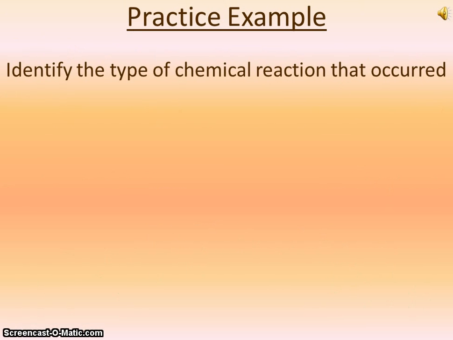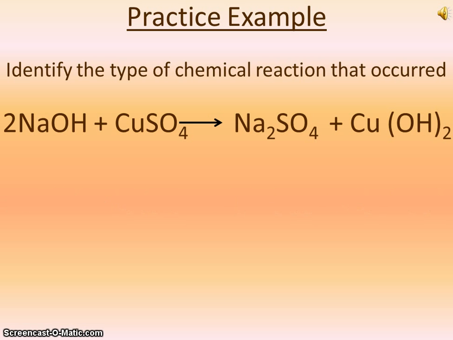Let's do one more practice problem together. In this practice problem, you will again have to identify the type of chemical reaction that has occurred. In this case, we have sodium hydroxide reacting with copper sulfate to yield sodium sulfate plus copper hydroxide.